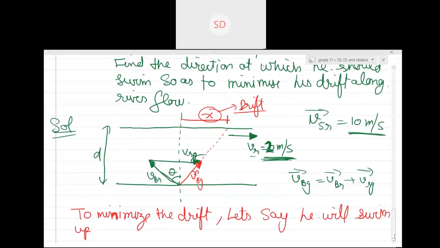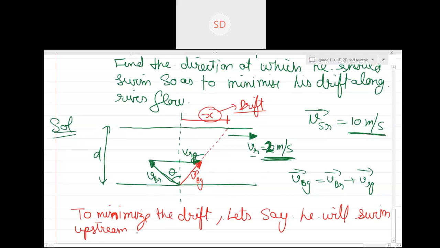So to minimize the drift, let's say he will swim upstream. Guys, any doubt in upstream and downstream? Upstream is basically against the flow of the river, even if you are flowing at a certain angle. But can you see one component of your velocity is trying to oppose the river's velocity, right? So that is upstream. And if one component supports, then that is downstream.